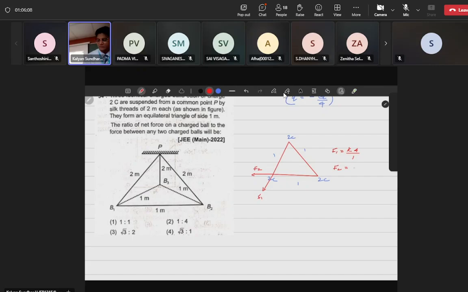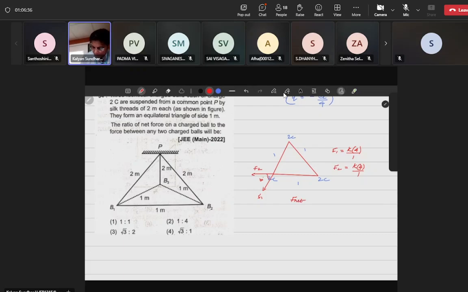F2 ஓட வேல்யூ K into 4 by 1, அதே தானே வரும். அப்ப ரெண்டு பேரோட ஃபோர்ஸுமே same. கரெக்டா, நான் என்ன சொல்லியிருக்கேன், இவங்க எல்லாத்தையும் add பண்ணணும், net force நம்ம கண்டுபிடிக்கணும். They are making two vectors, the angle between the vectors is, equilateral triangle so it will be 60 degrees. அப்ப F net ஓட வேல்யூ என்ன?